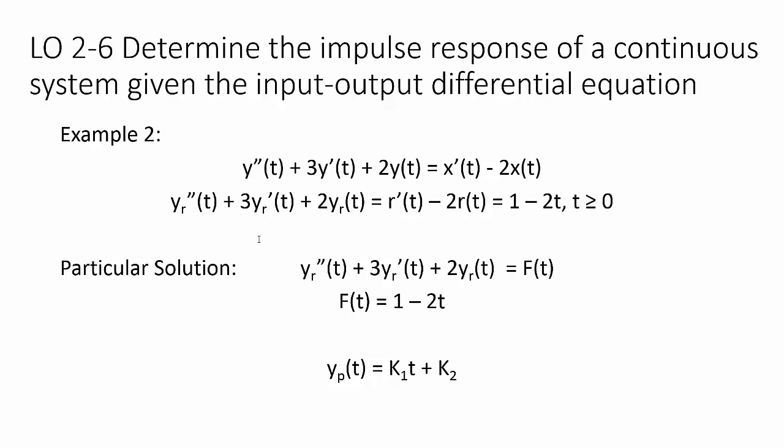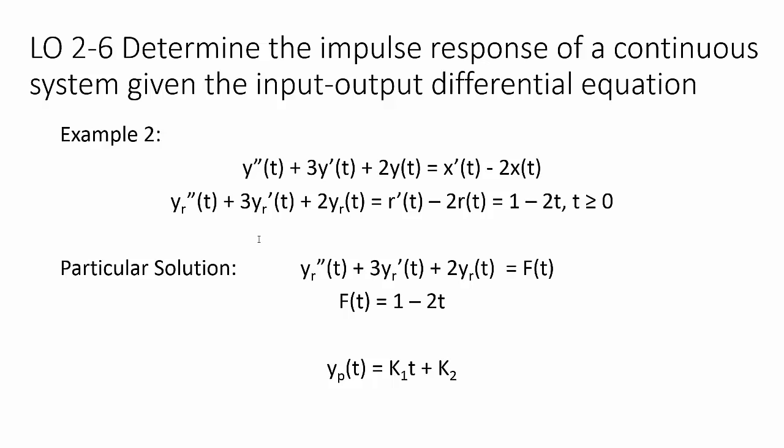Start over the same way we did the previous problem. Instead of finding y, we're going to find yr. Instead of the input being x, the input is r. Now let's look at our particular solution. The homogeneous is going to stay the same because what's on the right-hand side was set to 0. yr double prime plus 3yr prime plus 2yr is our forcing function. And on the right-hand side, we have a 1 minus 2t. That's because the derivative of the ramp is 1. The ramp is t when t is greater than 0. Derivative of t is 1.